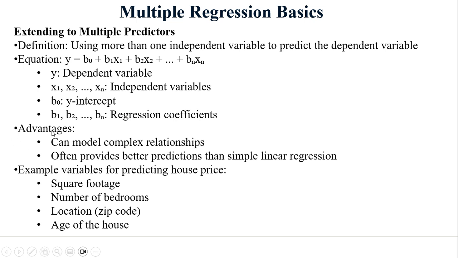So what's the advantage? It can model complex relationships. It often provides better prediction than simple linear regression. An example: you're trying to predict house pricing. Your dependent variable is the house price. The independent variables are the square footage of the house, the number of bedrooms, the location, and the age of the house.